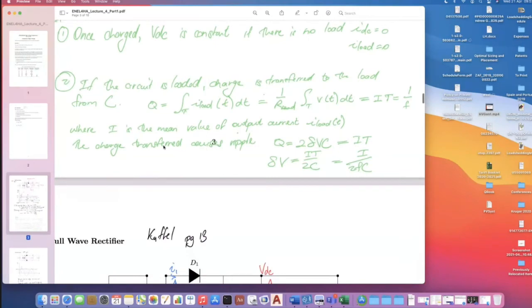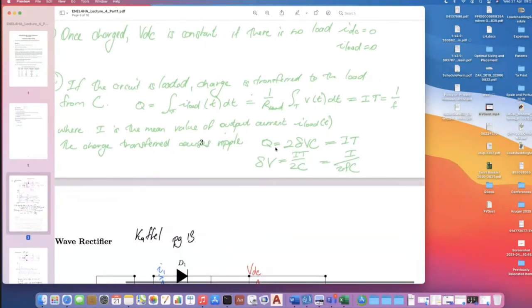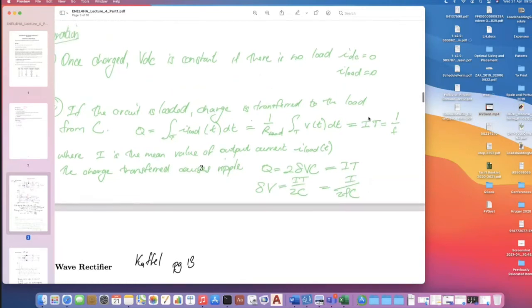Right, the charge transferred causes the ripple. So Q would be equal to 2 delta VC, which is equal to IT. So your ripple is actually given by the relationship I over 2FC. So those are important things to note.